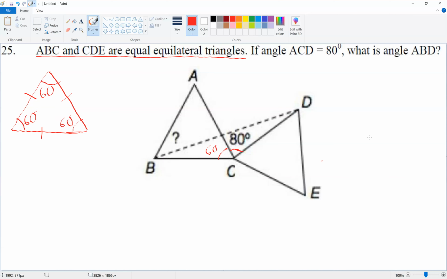Mm-hmm. Now if I draw only this triangle, what would be this angle? Together, how much is it? 140. And do you see these 2 sides are same? So what kind of triangle is it? In a triangle, when 2 sides are same, what is it called? Is it called the isosceles? Isosceles.